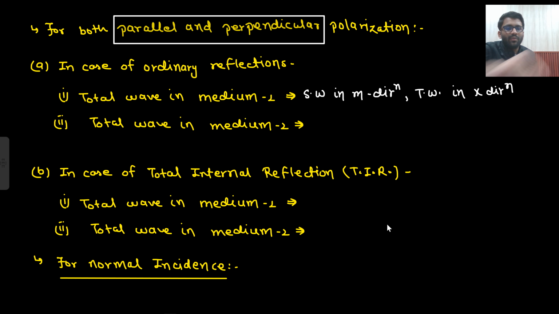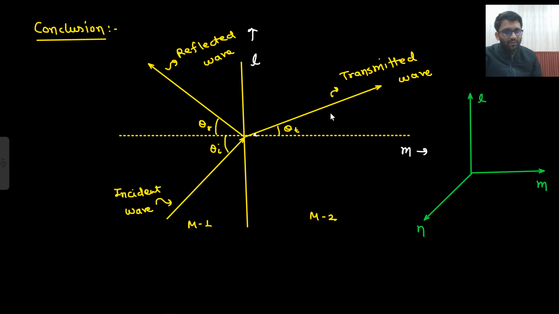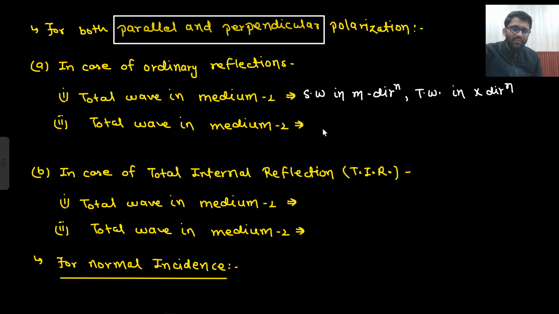Total wave in medium 2. This is the ordinary kind of reflection that we have previously studied. There was no case of total internal reflection. Here our cos theta t was somewhere between -1 and 1 only. So at that time, what will happen? In medium 2 you will get the traveling wave only. Like this will be a simple wave, a simple traveling wave which is traveling in the ML direction.